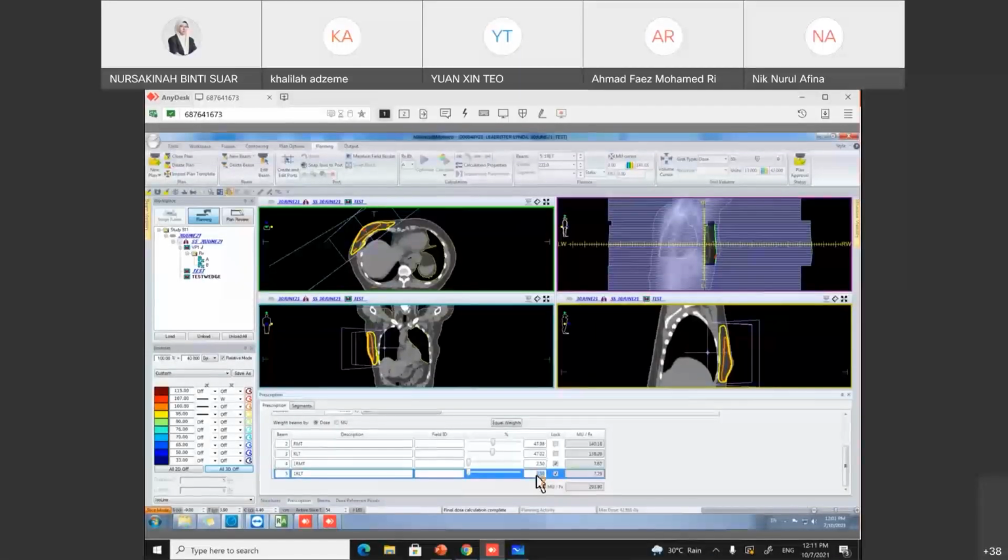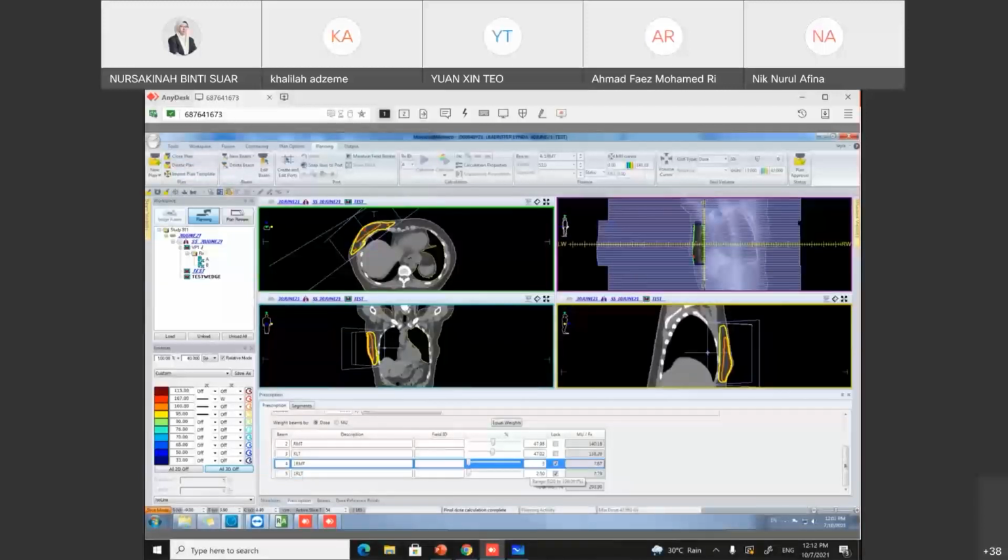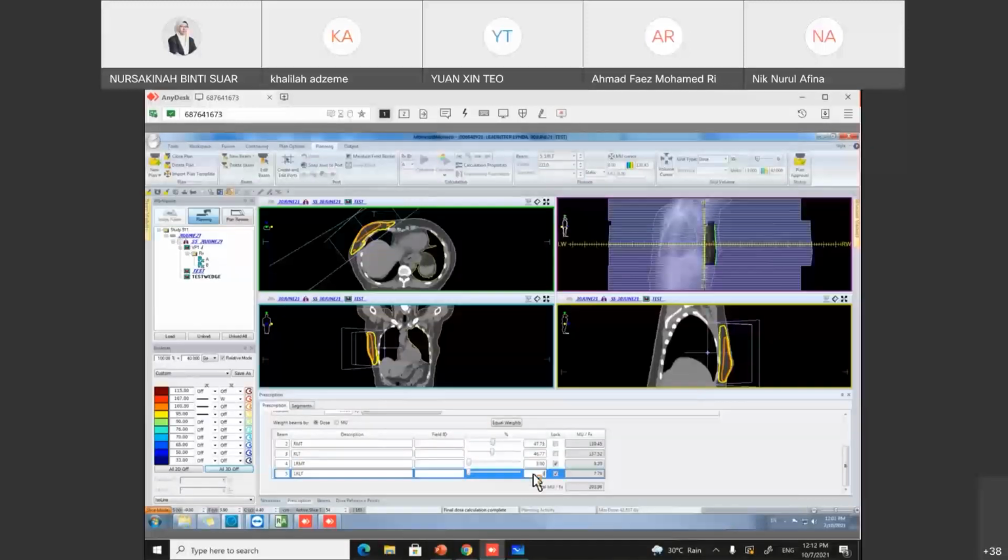Okay, increasing it is still not enough. It's still showing some spots there. You can still play with the weighting. Okay, now it's almost gone. It's only a little bit of dot there, which I think should be okay.